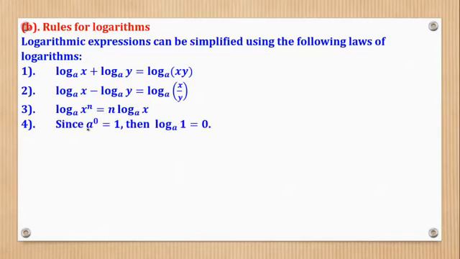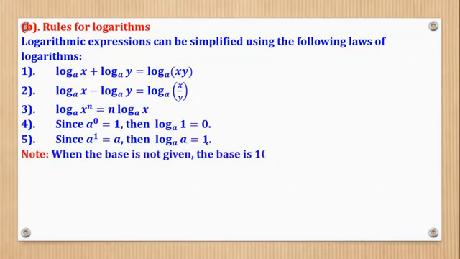Then next, this one is a little simpler. a to the power 0 is equal to 1, meaning that logarithm of 1 base a is equal to 0. Then a to the power 1 is a, meaning that logarithm of a base a is equal to 1. This one is very vital. Do you see this? They are the same, meaning that the answer should be 1. So those are the 5 rules of logarithms, and they are very, very vital.